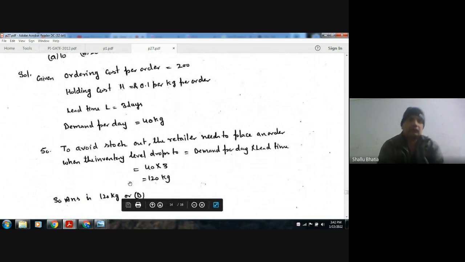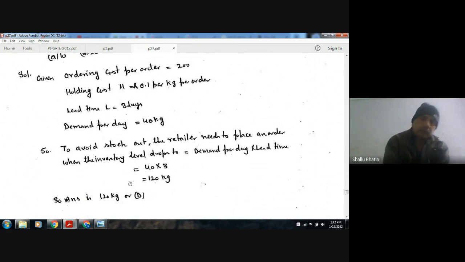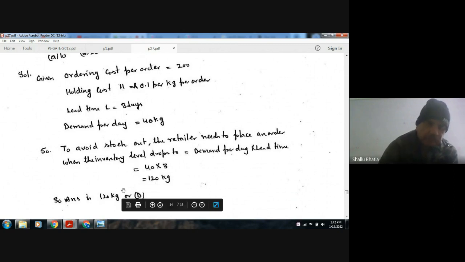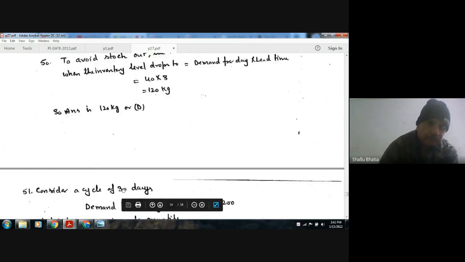Now, to avoid the stock out, the retailer needs to place an order when the inventory level drops to demand per day into lead time. Demand per day is 40 and lead time is 3. So that is your answer: 120 kg.